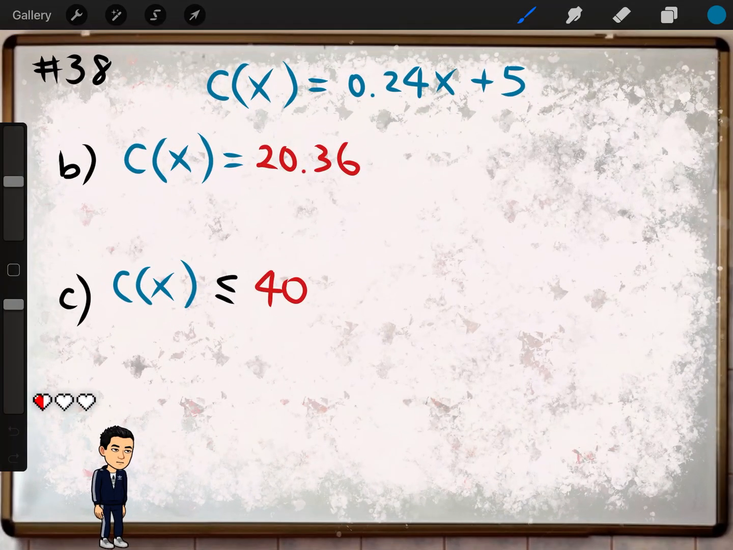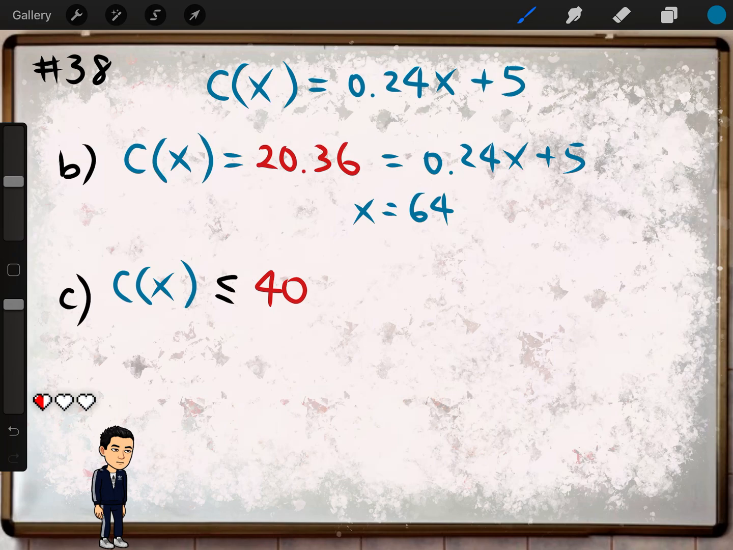Okay, let's look at number 38. I'm skipping letter A, so let's start with letter B. What you need to do is set the original equation equal to 20.36, and then solve for x. You can do that. So that should give you 64.